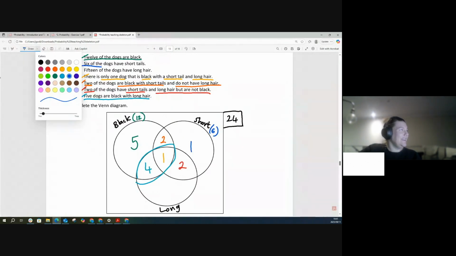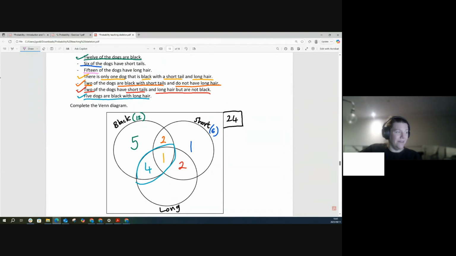And then we have 15 of the dogs have long hair. So this needs to add up to 15. So we're going to have 8 dogs that have long hair. Who managed to get these right? Let me know.